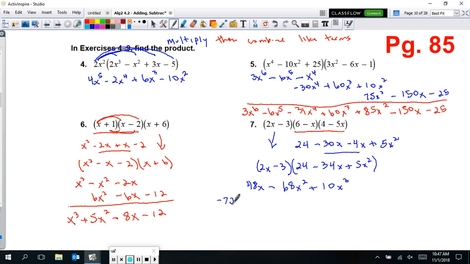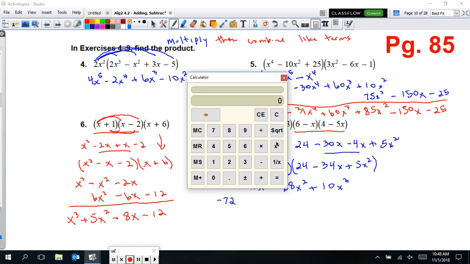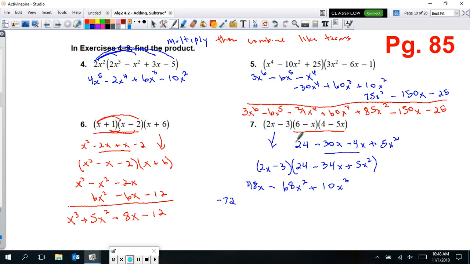So negative 72, it's not combining with anything. Negative 3 times negative 34. Maybe we'll just go quickly to a calculator for that. So 3 times 34. Any big numbers, you can always use your calculator. 102 is our number there. So that's going to be a positive 102. So plus 102x. That's going to be going to this x term here. 102x. So the x's are lined up.